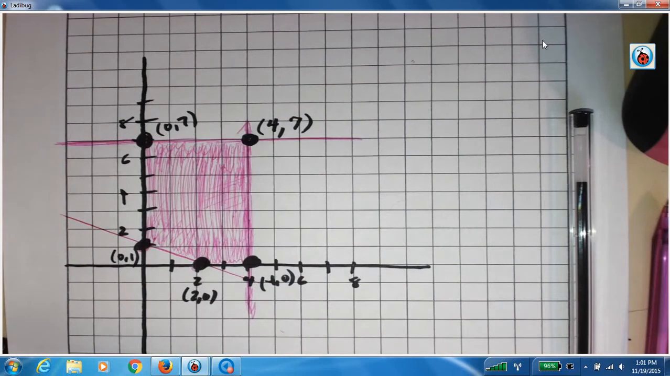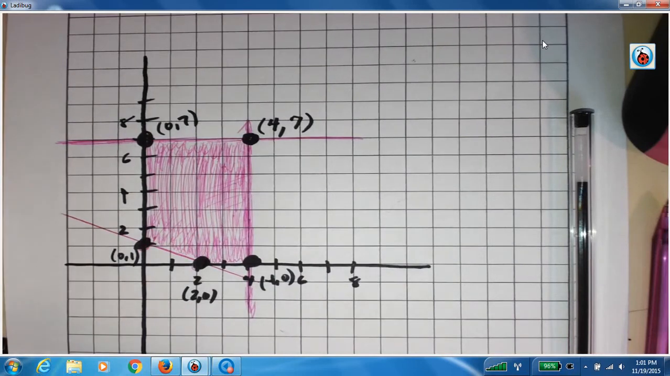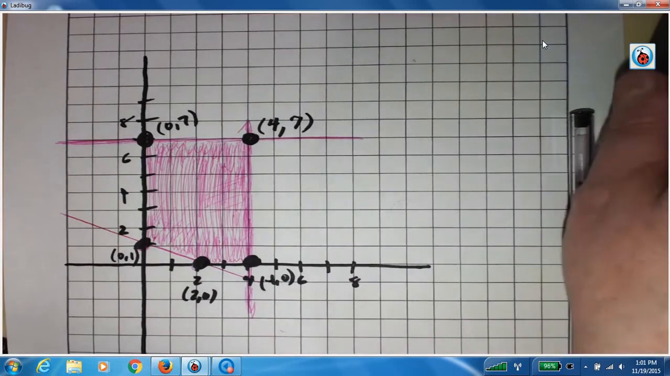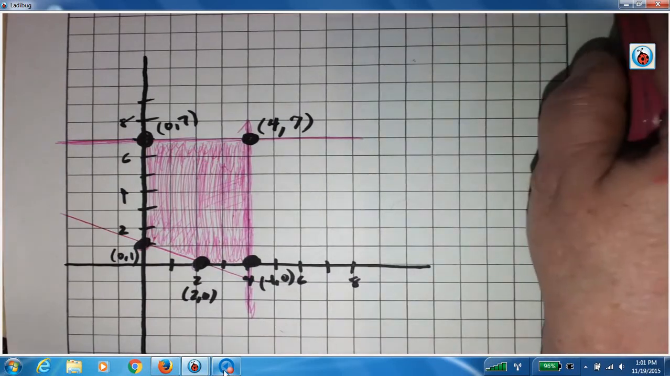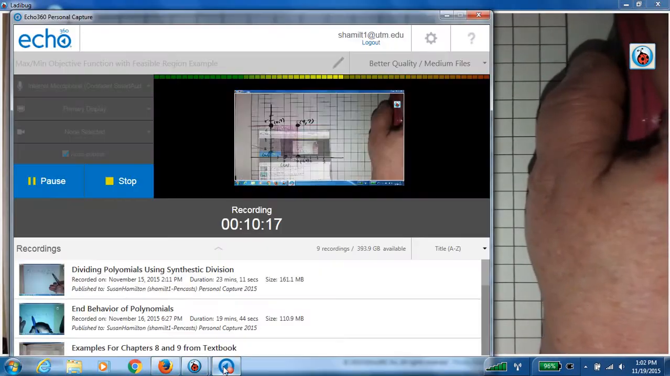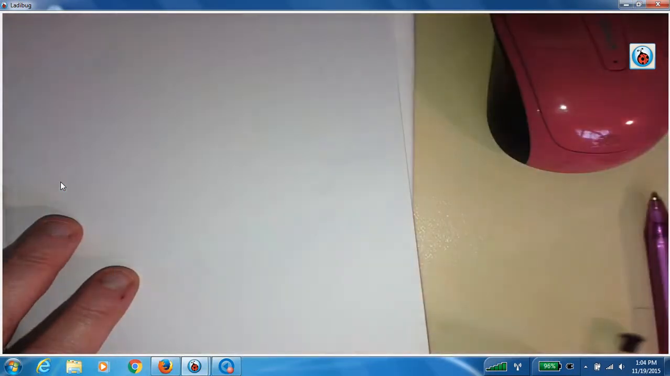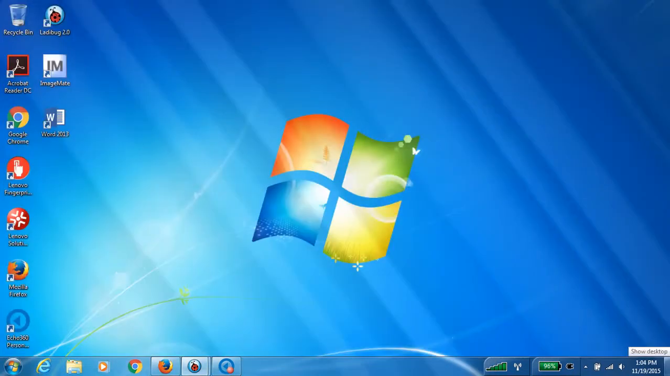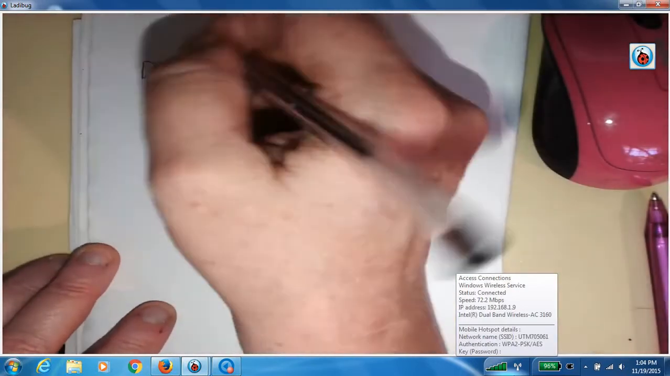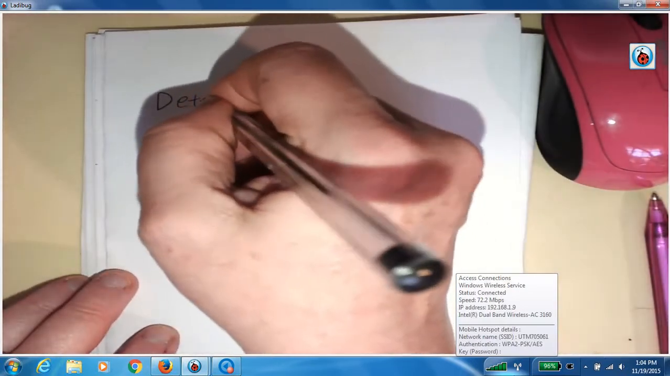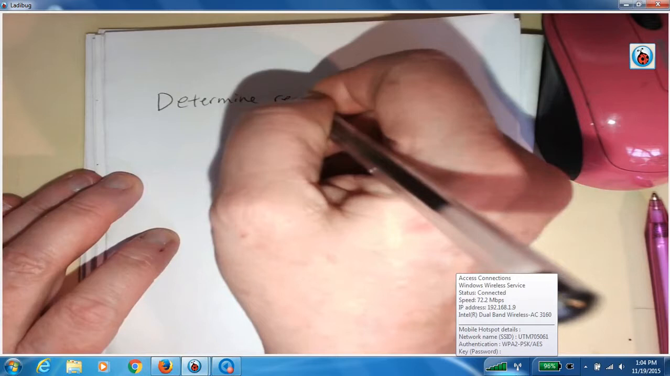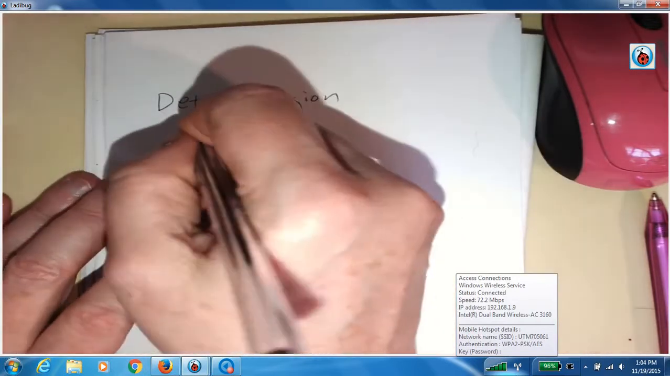Okay, so let's see what we could do if we've got some different definitions. So I'm going to pause this and look to see if there's another one. Okay, so let's start with a new problem. First, whoops, let me get this back on the screen. First, let's determine the region that we get with these definitions.